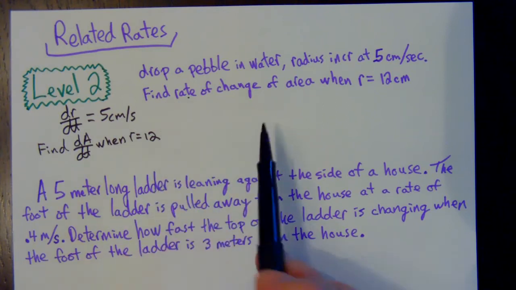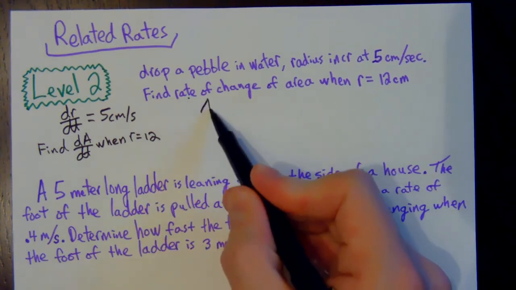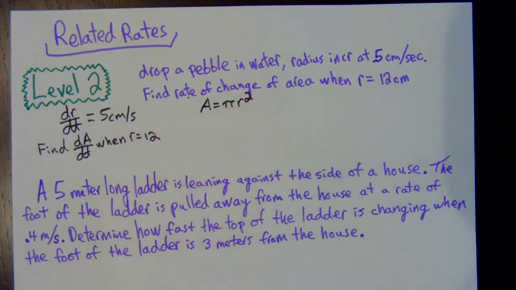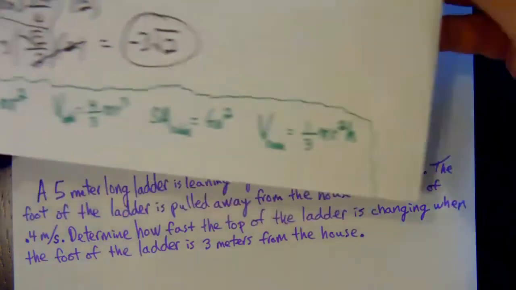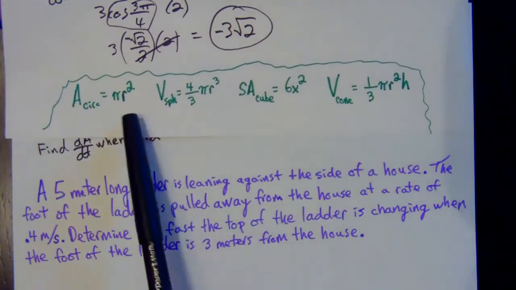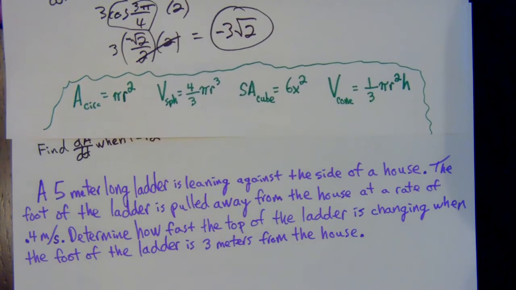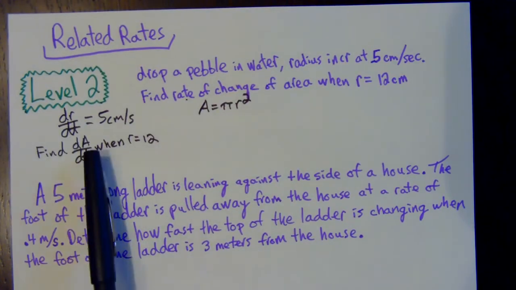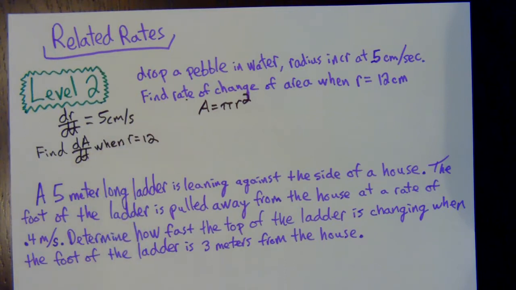Now they're talking about circles, they're talking about area, so I'm going to start with the area formula for a circle. And just in case you need those, on the last video we had some basic geometry formulas, so you can pause and get those down again if you need to. Now, very important that you never use these numbers until after you take the derivative. So take the derivative first, everything with respect to time.